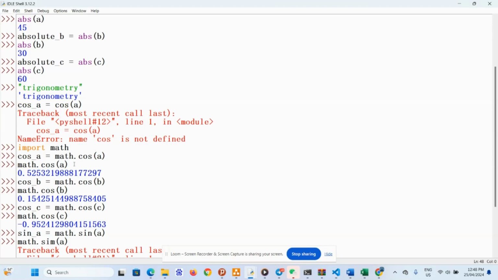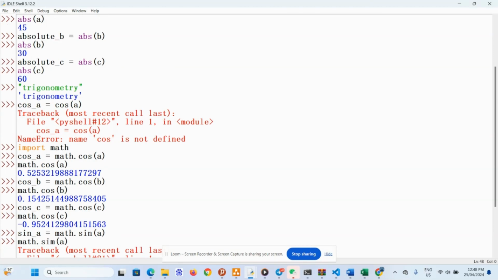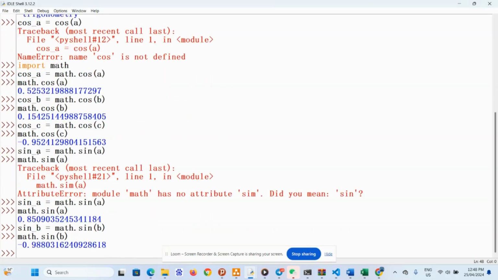So at this point, you tell him, okay, this is what you want. You call math dot cosine of A, and he gives you this answer. So you tell him again cosine of B. Since you defined A, B, and C, you want to calculate for all. So you calculate cosine of B, and he gives it to you. What is the cosine of C? He gives it to you.